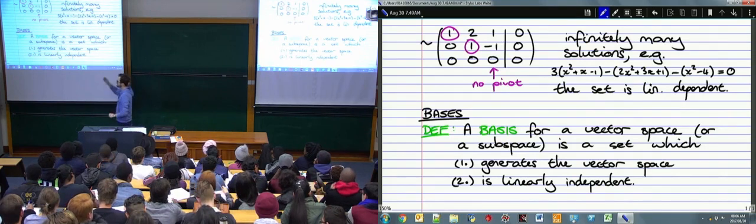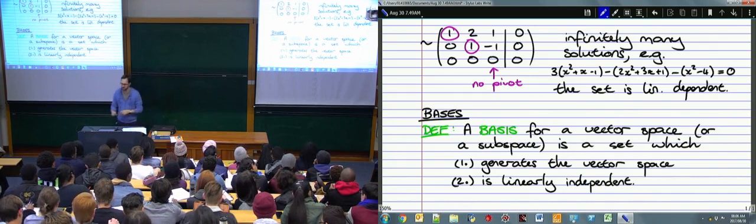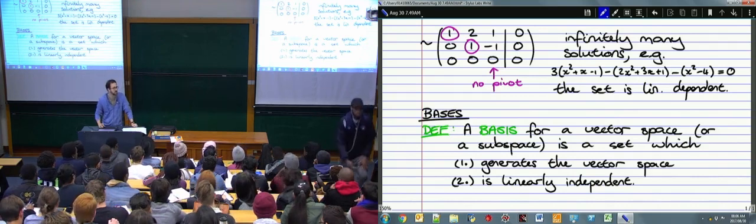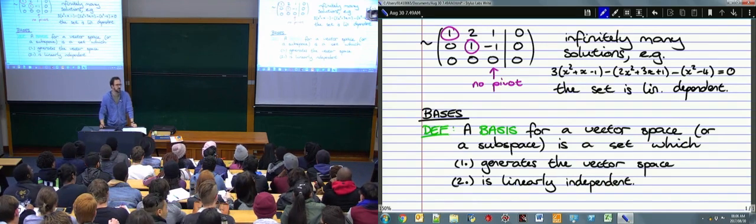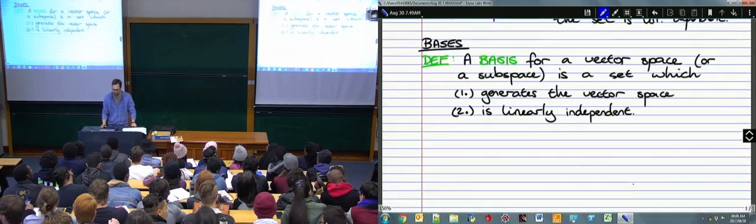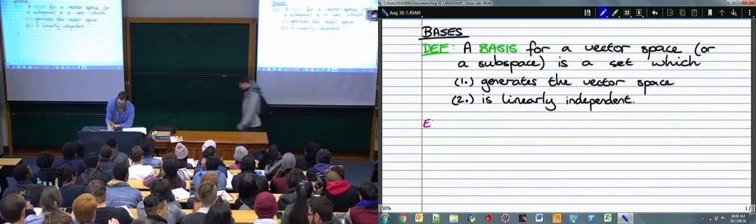So what we're going to do now is think about some pretty simple examples and try to convince ourselves that certain sets are actually bases. I guess basis is the singular and bases is the plural form. Certain sets are bases for particular vector spaces. We'll take a look at this first very simple example.